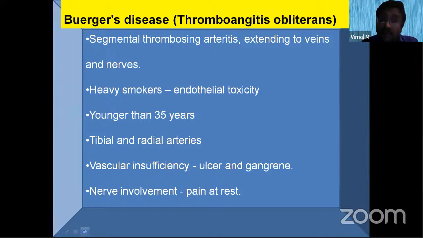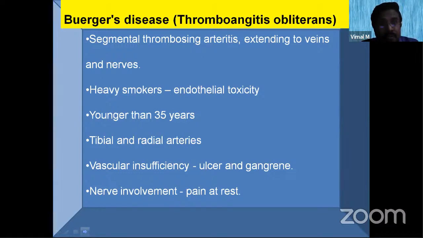Basically, it is a lesion involving the artery. Arteritis. What happens? Thrombosis formation will be in the arteries, and these thrombi will be in the form of a segmental involvement. So it will be involving segment-wise, and later this will be extending to the veins and nerves. So this thrombosing inflammation will be extending to the veins and nerves. So you have the involvement of artery, vein and nerves.